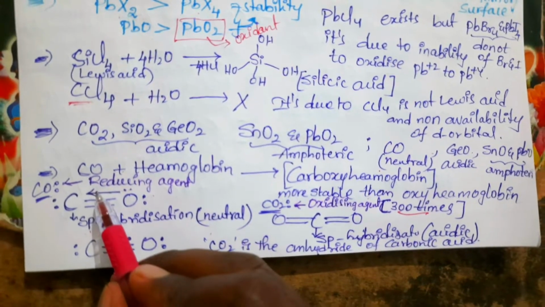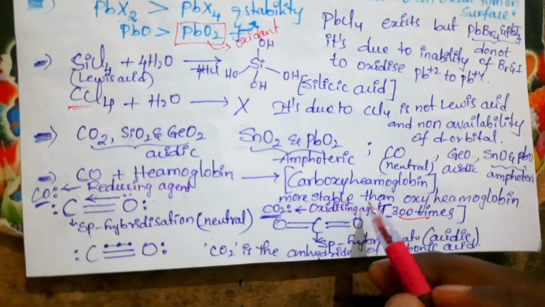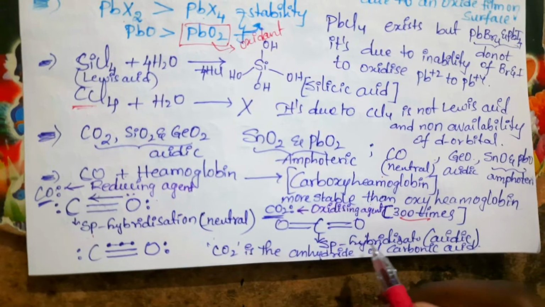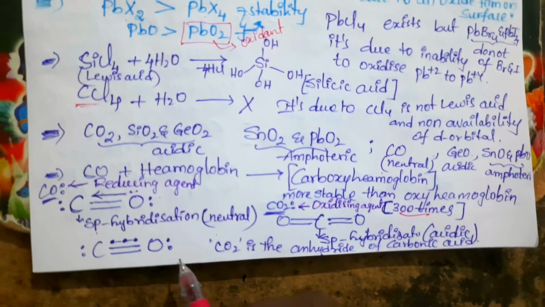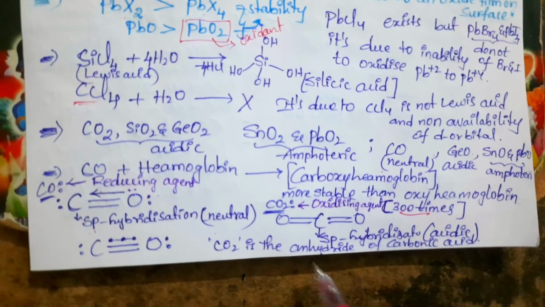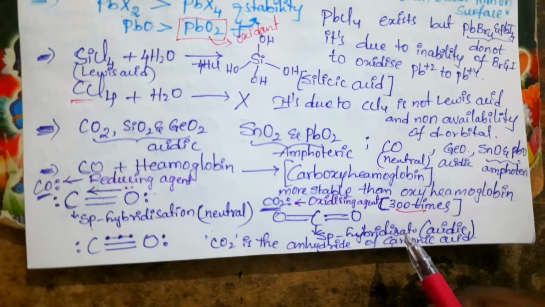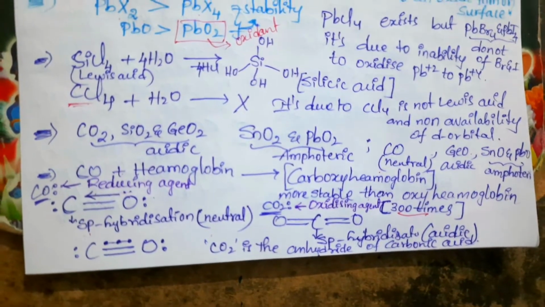Carbon monoxide will act as a reducing agent. Now here in carbon dioxide, carbon participates in sp hybridization. It is an acidic oxide. Now you can see the structure also. Carbon dioxide is also called the anhydride of carbonic acid.